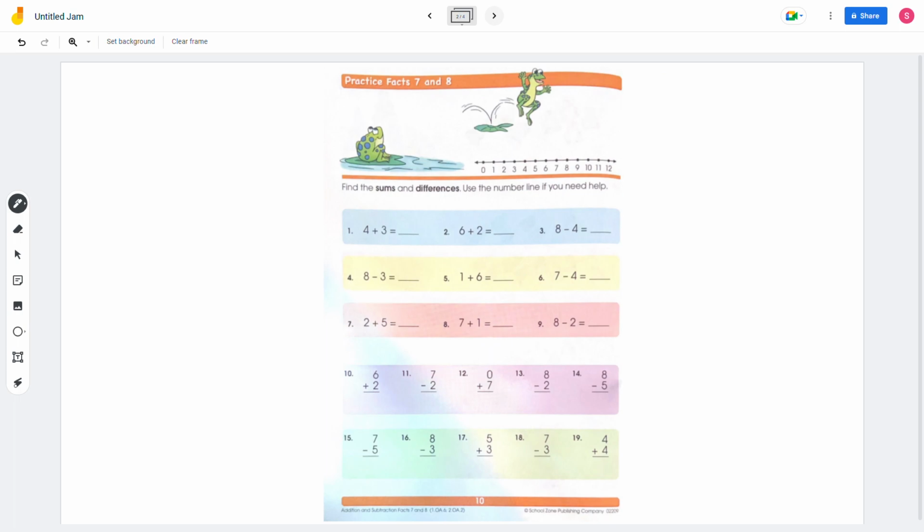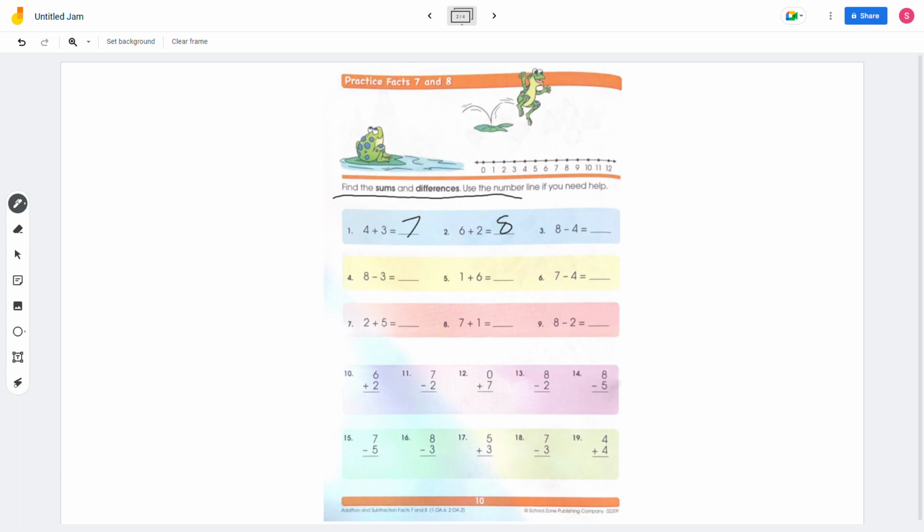On this page, we're gonna find the sum or difference using the number line if you need help. So 4 plus 3. So start at 4 and then go over 3. 1, 2, 3. So the answer is 7. And on number 2, we have 6. So start at 6 and 1, 2. And the answer is 8. And write 8 over here.